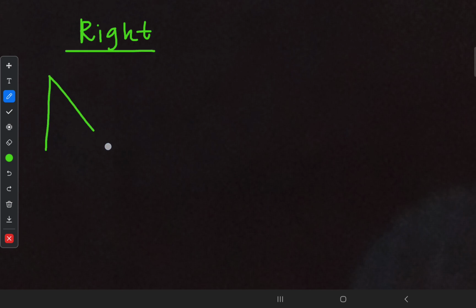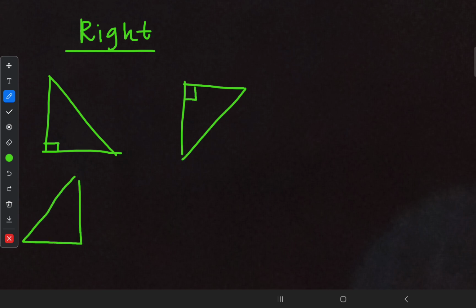We are going to discuss right triangles. In right triangles, these are some possible orientations: this way, this way, or this way. There are so many possible ways to indicate a right triangle.